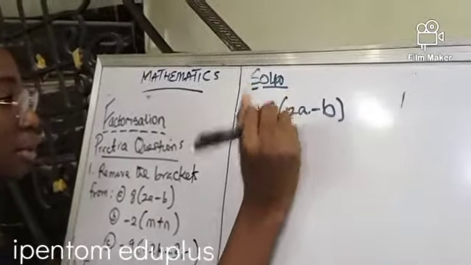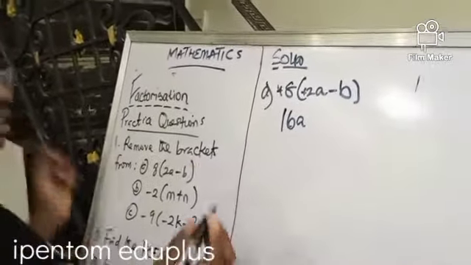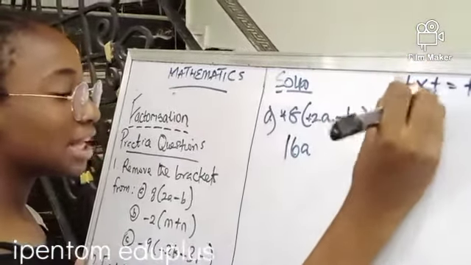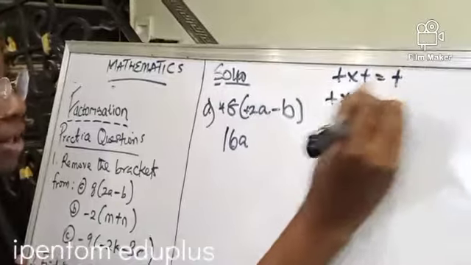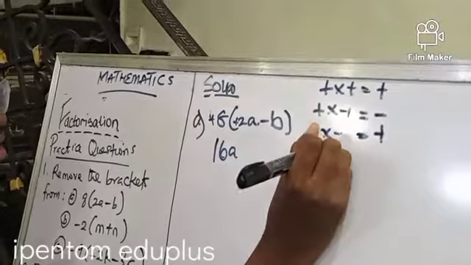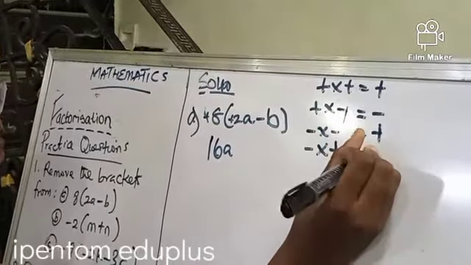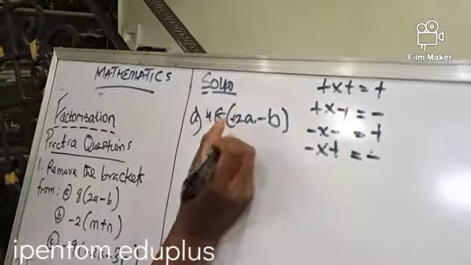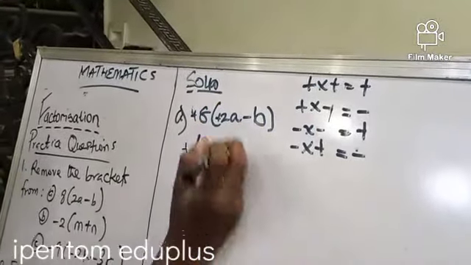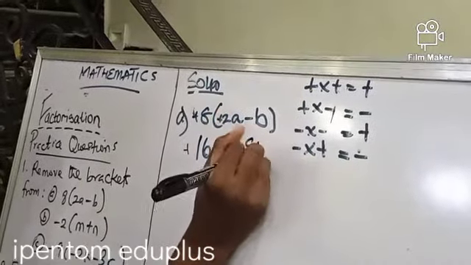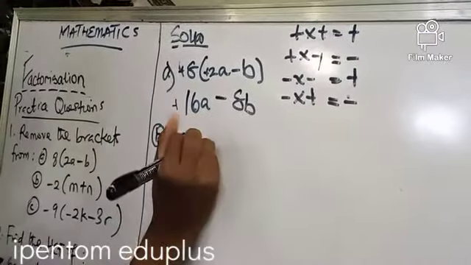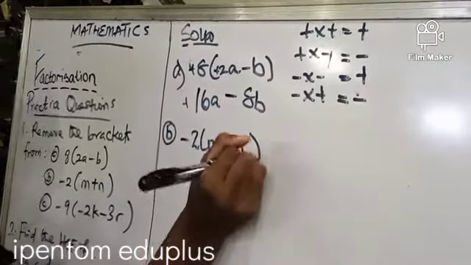This plus, and plus times plus is equal to plus. Like he said in his previous class, plus times plus is equal to plus. Plus times minus is equal to minus. Minus times minus is equal to plus. And minus times plus is equal to minus. So here is plus, and plus times minus is equal to minus 8b.